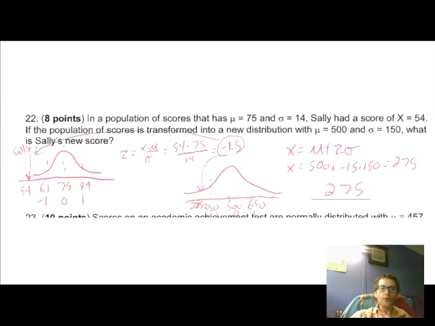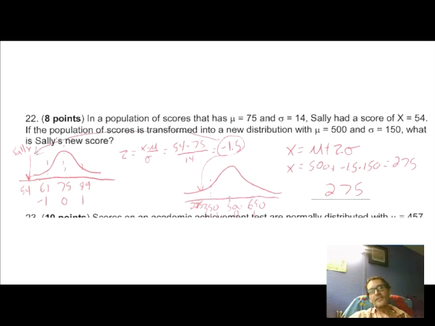Okay, the first item on here. In a population of scores that has mu equals 75 and sigma equals 14, Sally had a score of 54. Okay? So now what's going to happen is they're going to transform the distribution of scores. And this is a fairly common thing called normalizing. They're going to change the entire distribution so that it has a mean of 500 and a standard deviation of 150. And it's not really hard to do. It's really quite a simple thing.